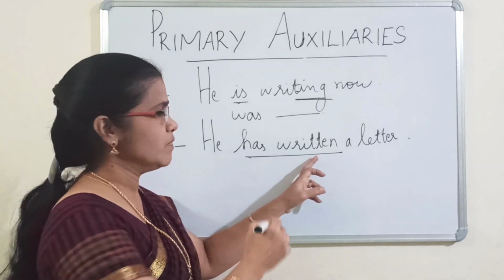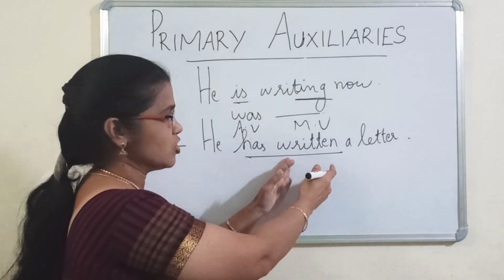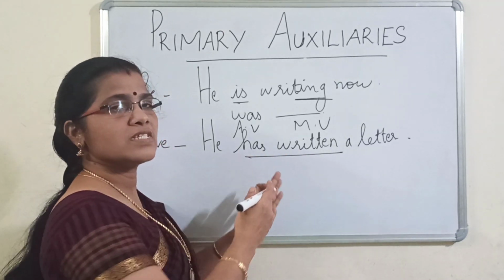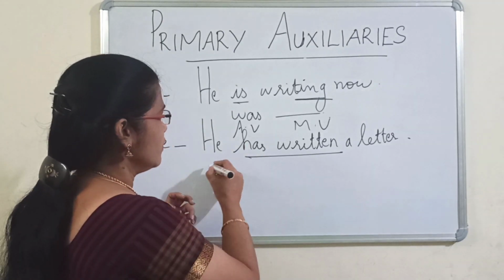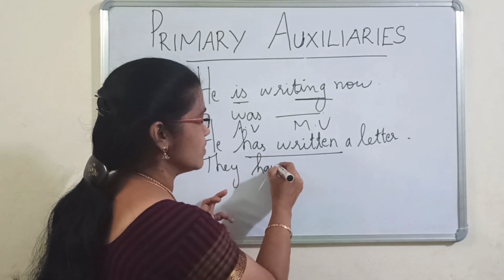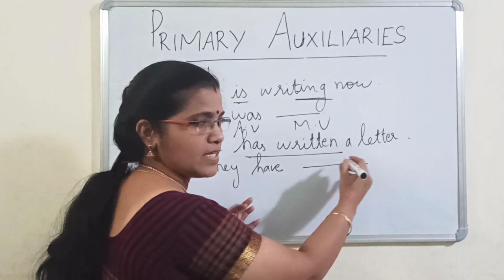This is the main verb here. This is the auxiliary. This is the main verb, the action word, and the auxiliary helps the main verb. Here this tense is the perfect tense, present perfect tense. Now if you use they here, what do you write? Plural form. You have to write have here. You cannot write they has. They have written a letter, the same thing.